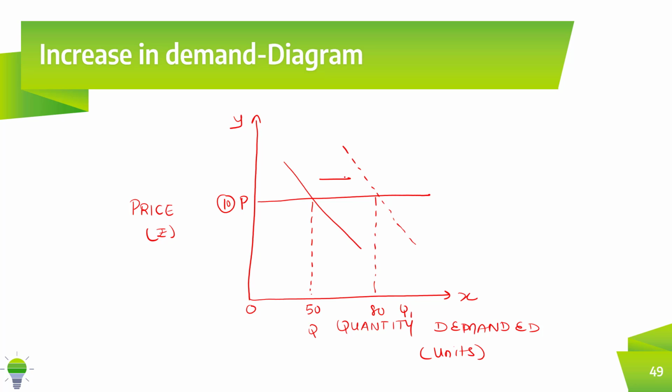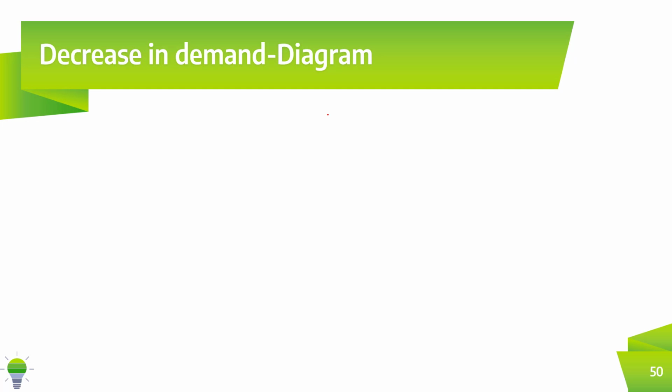On the same demand curve, there is a considerable change. So this is the old demand curve DD, and this is a new demand curve D1 D1. I believe you must have understood till over here. Let's try and make decrease in demand curve.